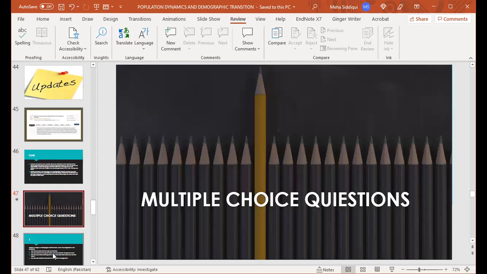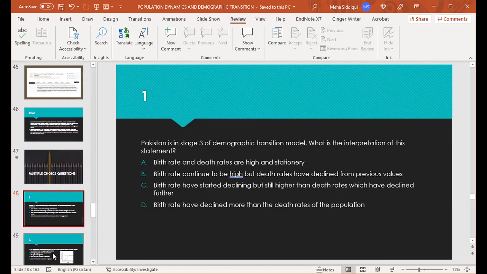Now, coming to multiple choice questions. First: Pakistan is in the third stage of the demographic transition model. Now, what is the interpretation of this statement? First, birth rate and death rates are high and stationary. Second, birth rate continues to be high, but death rates have declined from previous values. Third, birth rates have started declining, but are still higher than death rates, which have declined further. And fourth, birth rates have declined more than the death rates of the population.